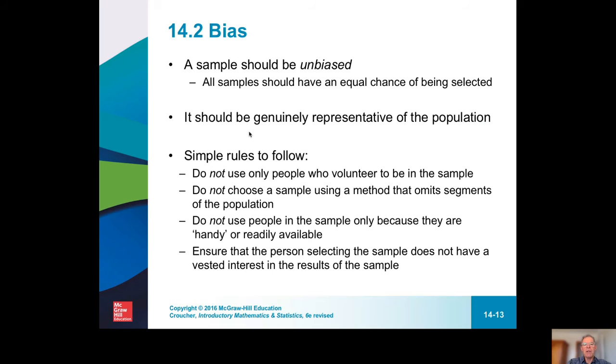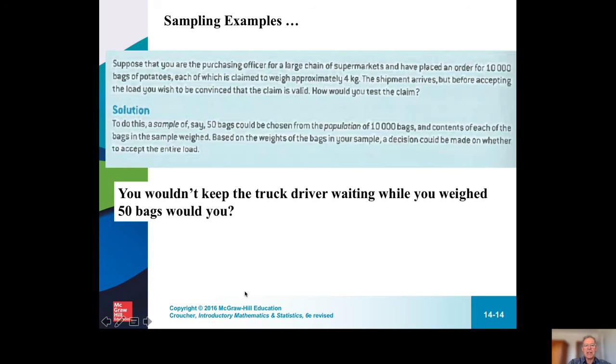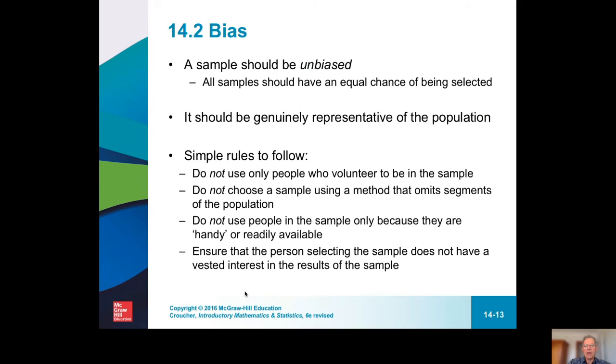So a good sample should be unbiased. It should be representative of the population. So what are some of the rules? Try to choose a sample that is representative. Just don't go for the easy option. And I'll talk about some times when that might happen. Yeah, I'll go for it now. I'll talk about it before I forget.